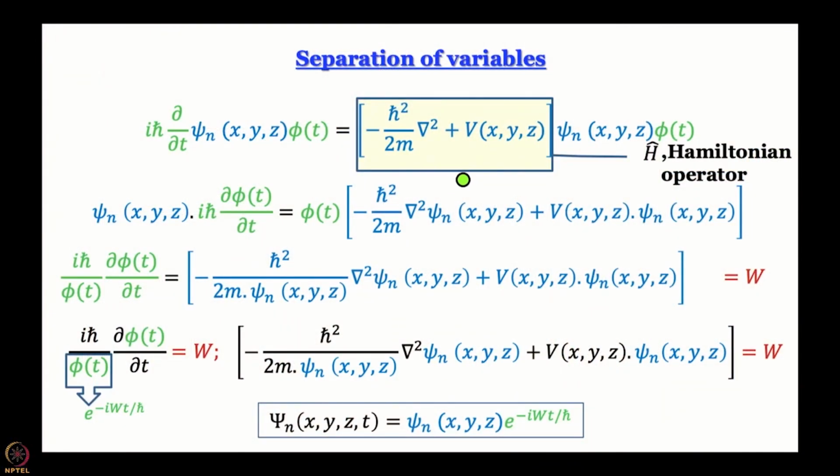We have discussed all this in the previous module. We are just going through it once again. One thing that turns out to be very important here is the operator that we have. An operator is something that changes a function. The operator that we have in the space dependent part is the Hamiltonian operator, which was already known in classical mechanics.